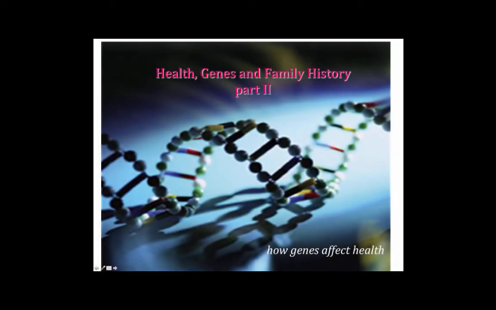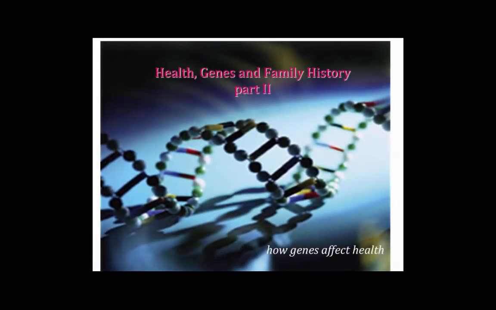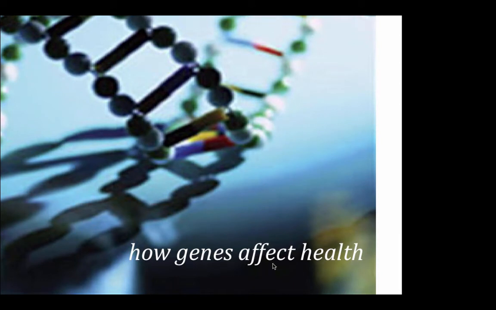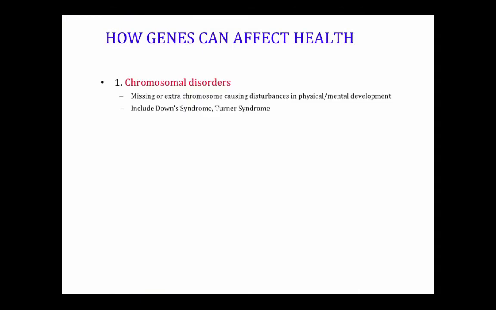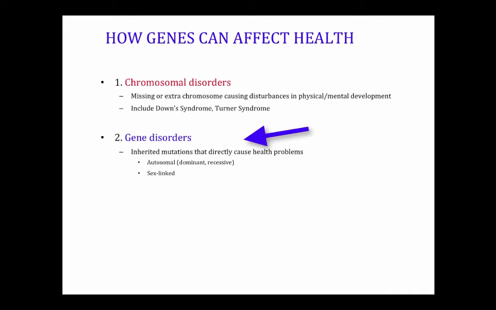Now for part 2 of Health, Genes, and Family History, where we focus more closely on how genes affect health. In this video lecture, we'll look at chromosomal disorders, in which missing or extra chromosomes cause disturbances in physical and mental development. We'll briefly look at two of those conditions, Down syndrome and Turner syndrome. We'll talk about gene disorders in which inherited mutations directly cause health problems.